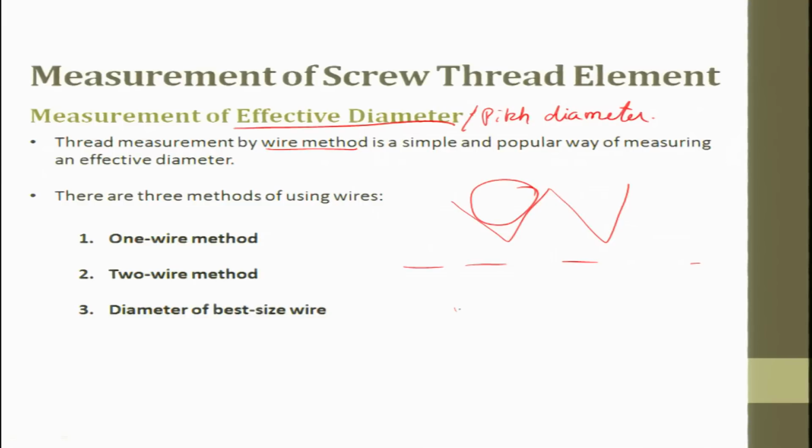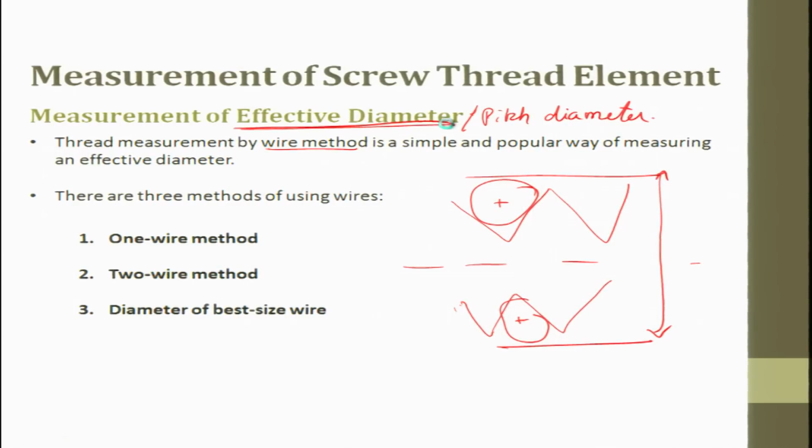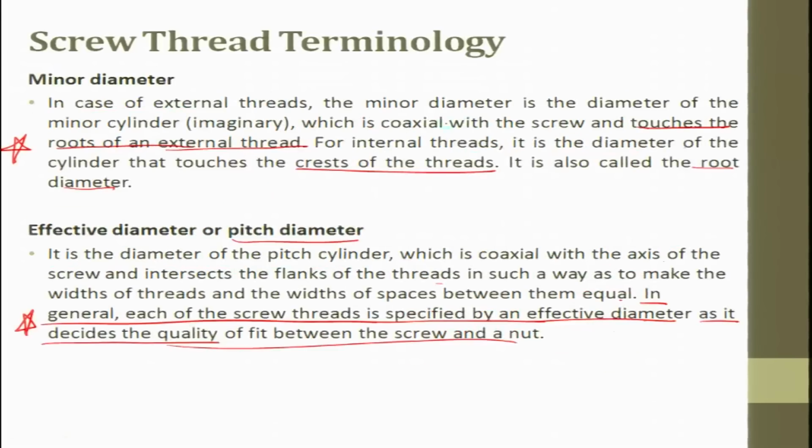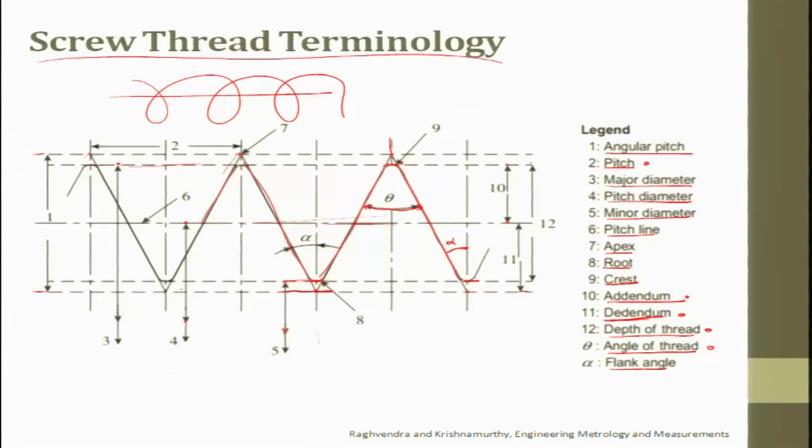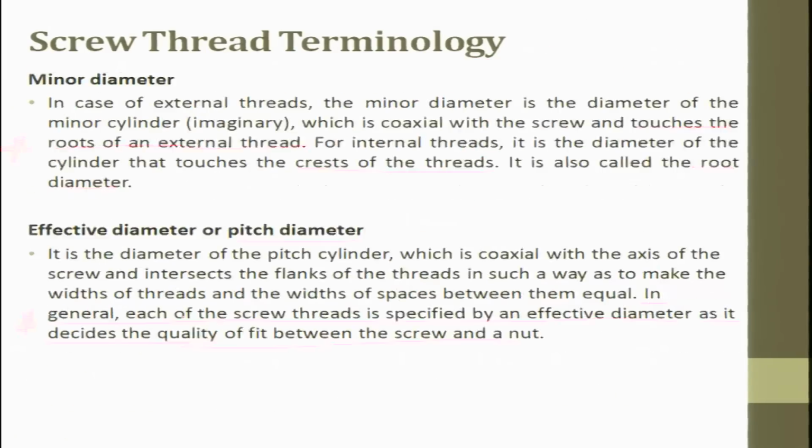So, you have a thread. Suppose you have something like this. So, you put one more wire. Now you know the diameter of the wire, and you measure the diameter here. From this, by trigonometrical calculations, we can figure out the effective pitch diameter. If you go back and see the effective diameter in this diagram, the pitch diameter is what we are interested in measuring, or the effective diameter.